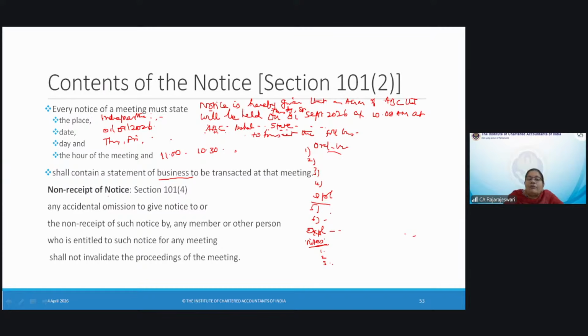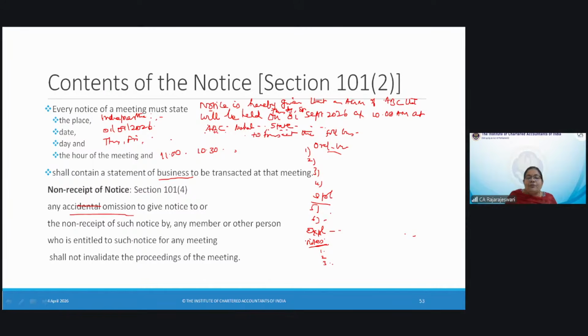Accidental omission of or non-receipt of notice will not invalidate the proceeding. A person cannot say Mr. X, who is a shareholder or member of the company, did not receive the notice. They may ask you a question: explain the validity of the proceedings taken at the meeting. So there you should say any accidental omission to give notice to, or non-receipt by, a member does not invalidate the proceedings of the meeting.